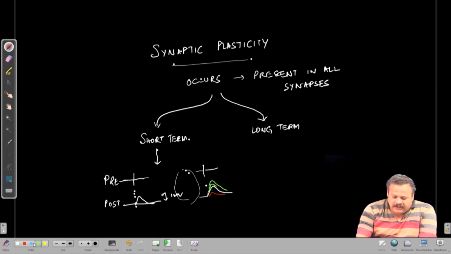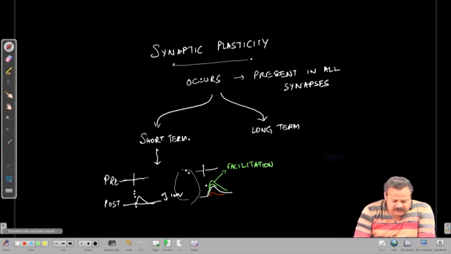So, in the green, this is facilitation or potentiation, and in the case of the red one, where it is reduced, it is called depression.